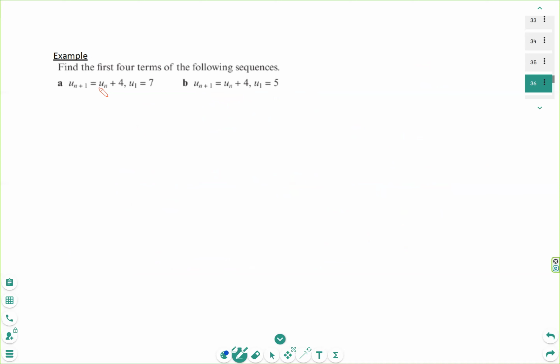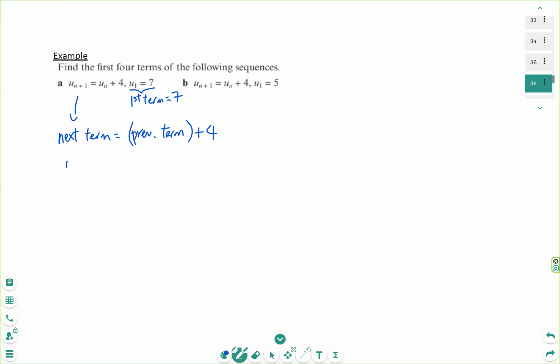u(n+1) equals un plus 4, u1 equals 7. This tells you the first term equals 7. u1 means first term, all right? So this sequence tells you to do, okay, the next term equals the previous term plus 4. Right, so we're given the first term.